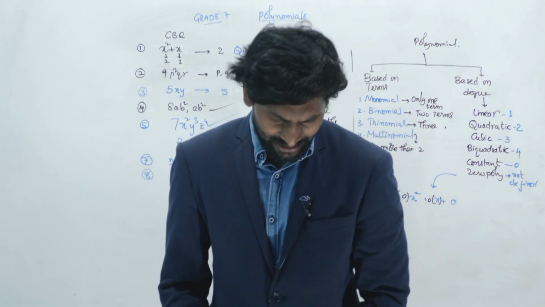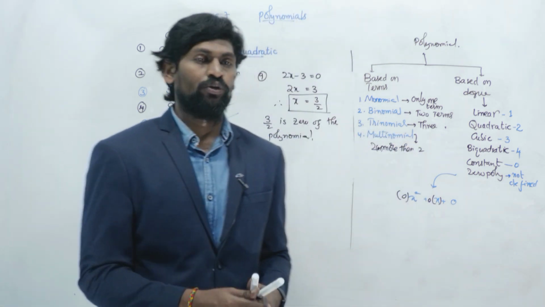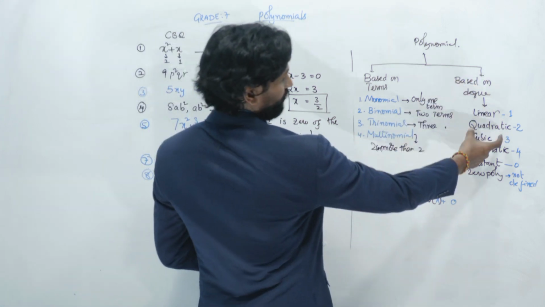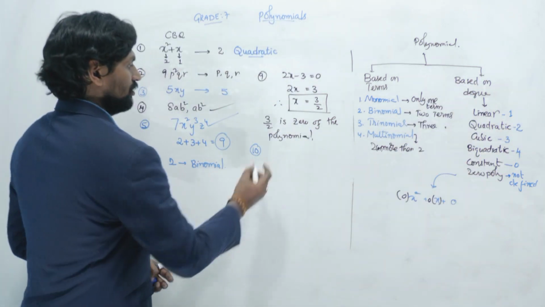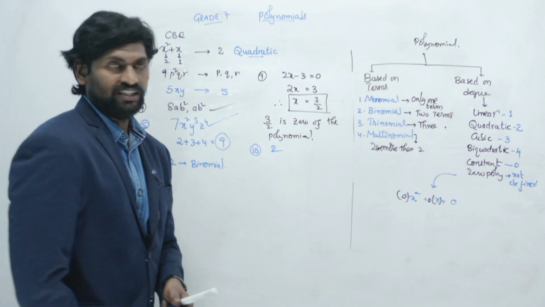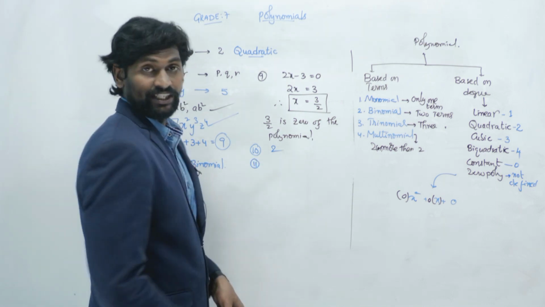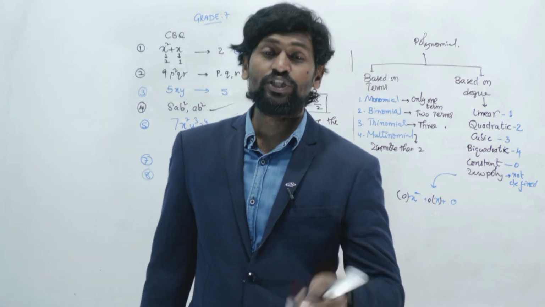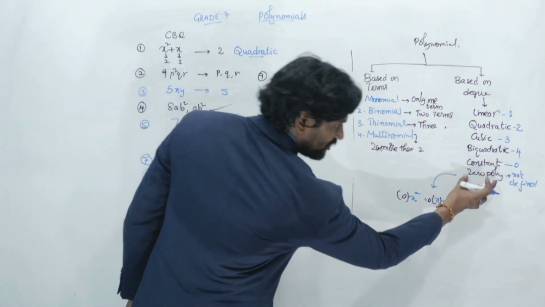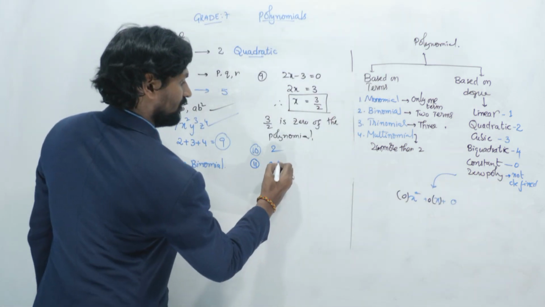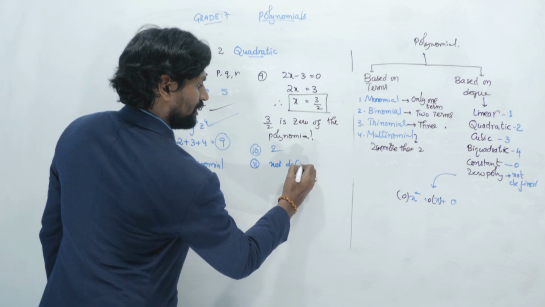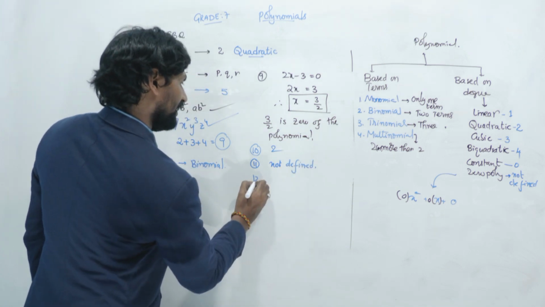Yeah, 10th question, degree of quadratic polynomial. See here, what is the degree of quadratic polynomial? 2. So, degree of quadratic polynomial is 2. Now, 11th question, degree of zero polynomial. I told you here, degree of zero polynomial is not defined.